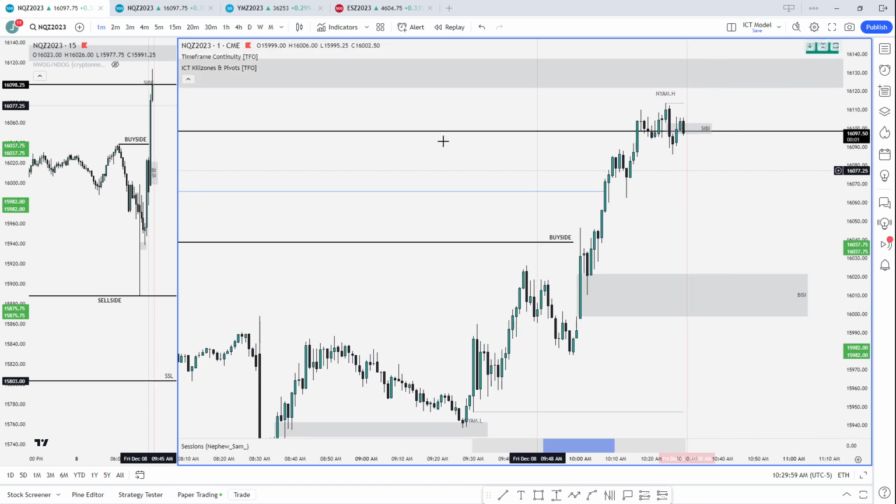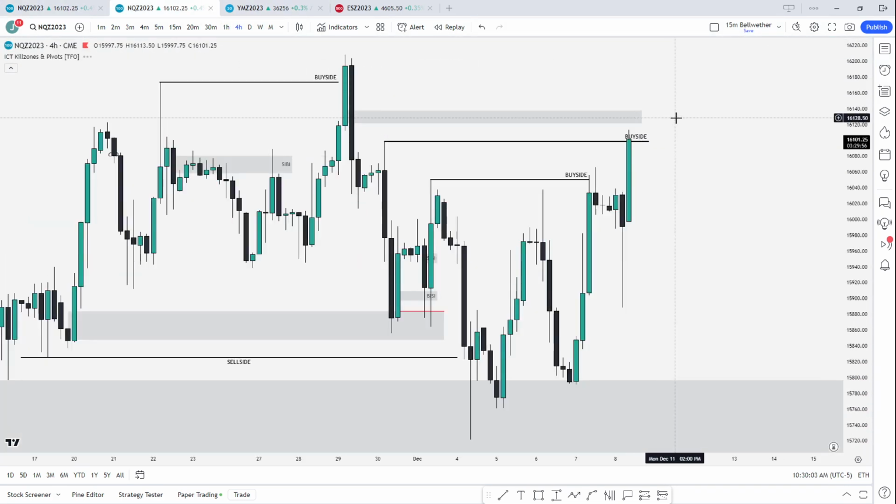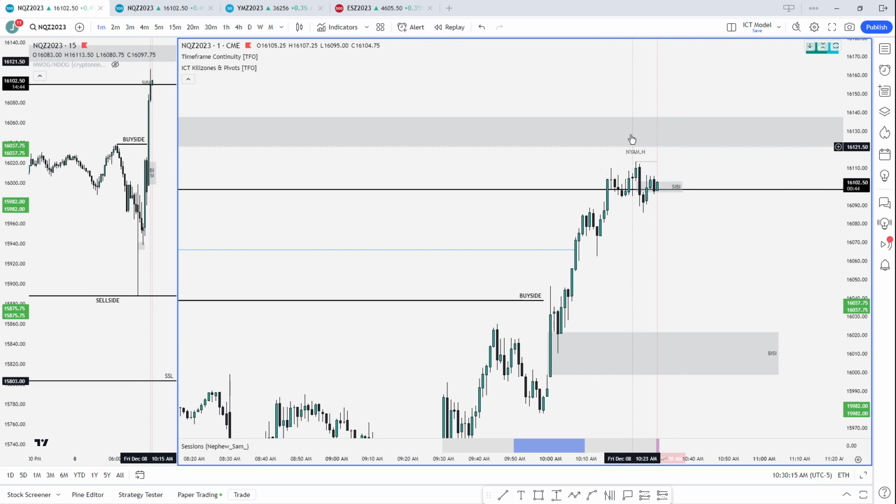NQ fair value gap up from November 29th. Yeah, this one right up in here. I'm watching it on the hourly, right up here, because we're pretty efficiently delivered up until this point. So that's what this box up here is. Actually, I'll mark it red.